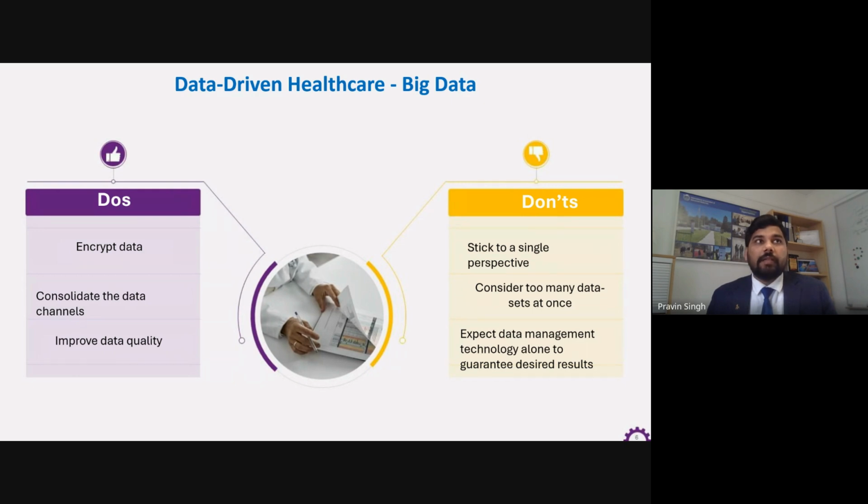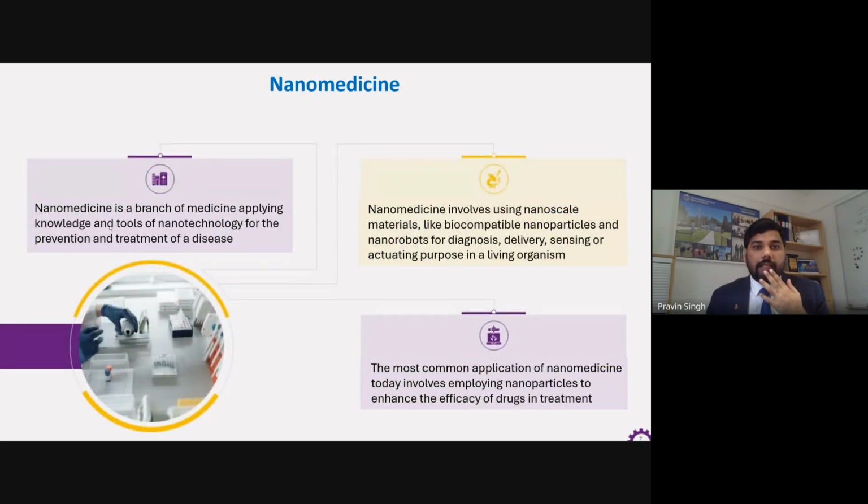Now, if we see data-driven healthcare, just a minute. Again, if you see this field, this is very important. I forgot to mention, it is a part of nanotechnology, and it is transforming healthcare by enabling ultra-precise drug delivery and diagnostics. Nanomedicine involves using nanoscale materials like nanoparticles for targeted drug delivery and disease detection. For example, a nanoparticle can deliver chemotherapy directly to cancer cells, minimizing damage to healthy tissue. The current applications are nanoparticles in cancer therapy and nano implants for controlled drug release.